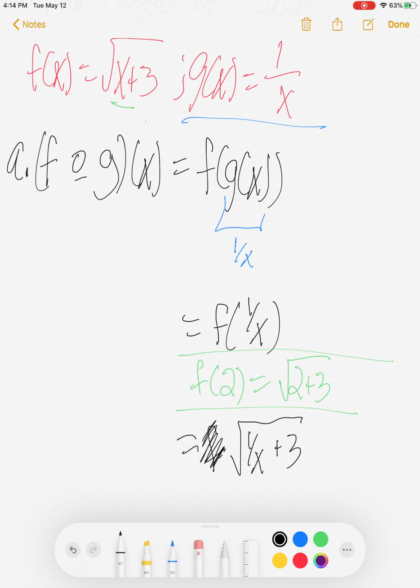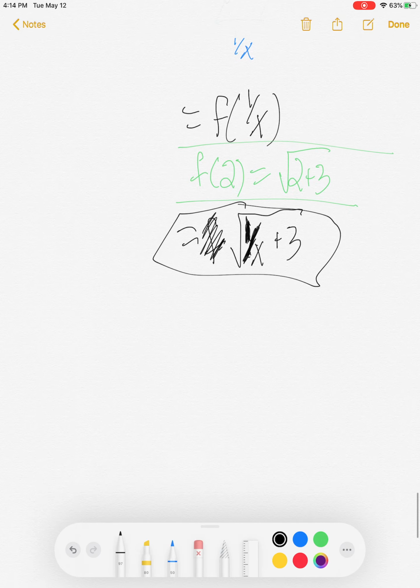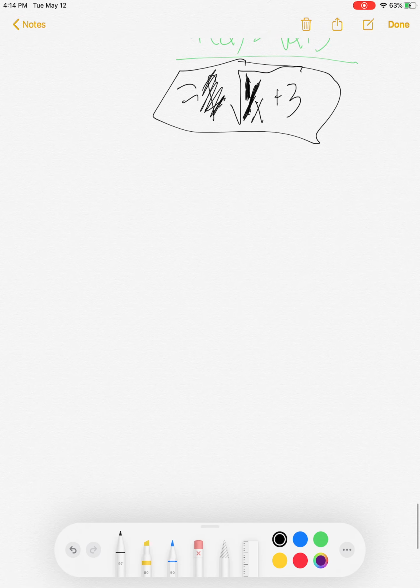And this is f composed with g of x. Okay, maybe I should make that more clear. That's 1 over x, that is 1 over x plus 3. It kind of looked like a 4. All right, so that is what f composed with g is.